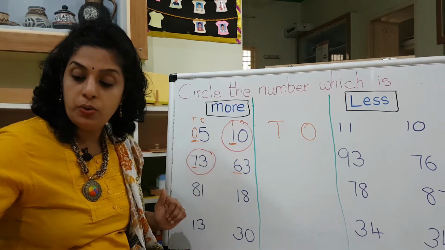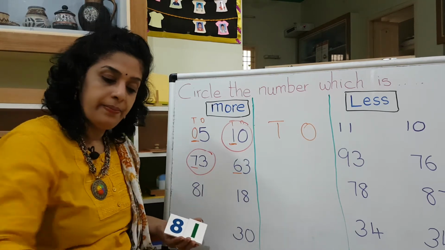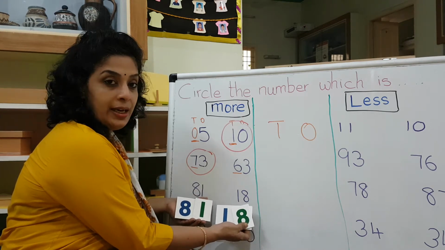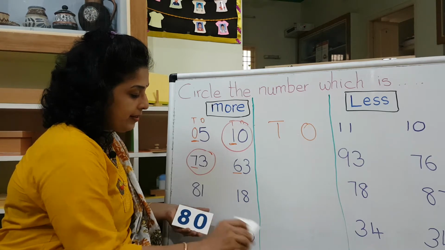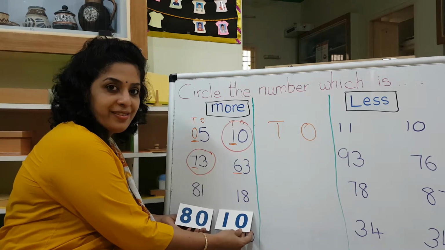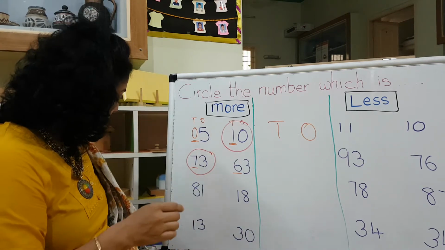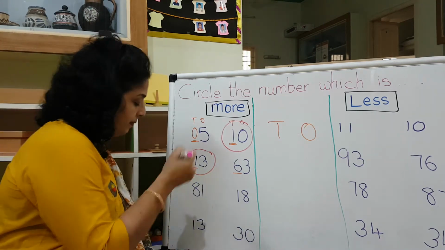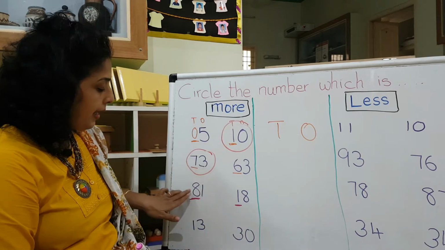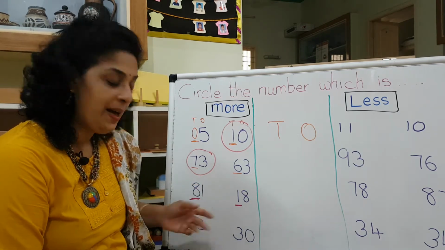Again I showed this to you on card. 81 and I showed you 18. 81 and 18. What did I tell you? Check the tens card. Let me just remove the tens card. Now tell me which is big, which is more? 80. See that? You can easily say that. So which one do you check? You will have to check the tens place. Okay? This 8 here and this is 1 here. Easy. You can find out which is a bigger number.